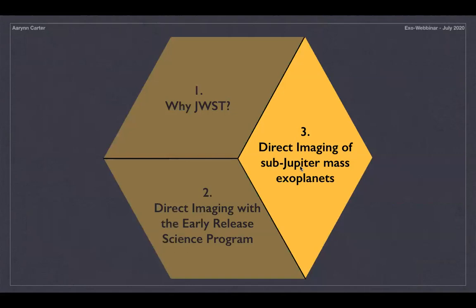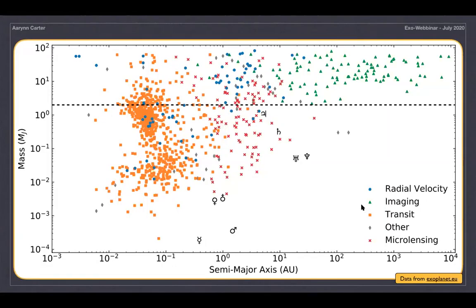So what I want to spend the bulk of my time talking about is recent work I've been doing in estimating the overall mass sensitivity limit of James Webb direct imaging. I think a good way to frame this discussion is to bring up this plot, which I'm sure many of you have already seen, but is the known planet population in terms of mass and semi-major axis.